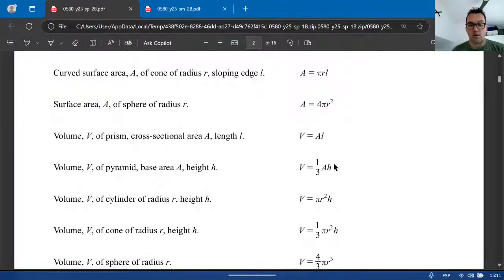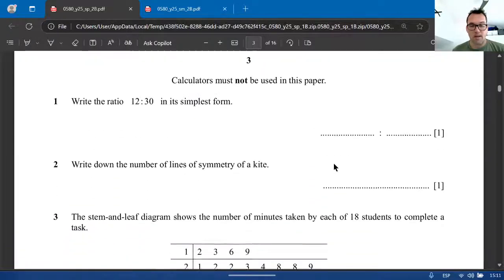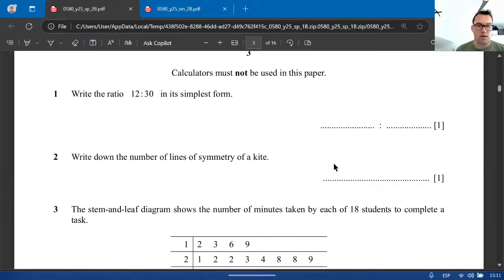Always we have first a list of formulas and then we go. Remember, no calculators allowed. So write the ratio 12 to 30 in its simplest form. Okay, there are different ways of doing this.